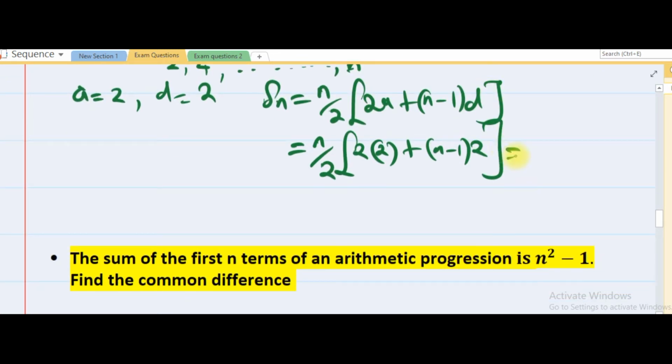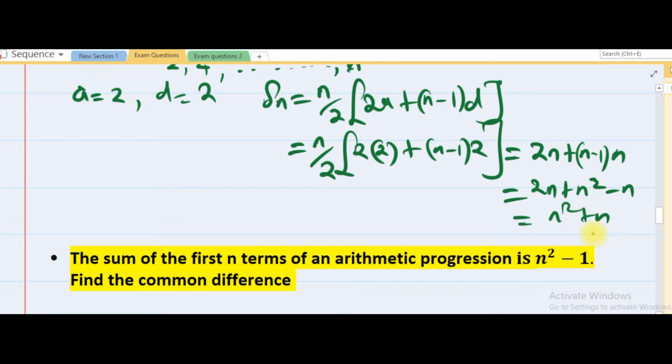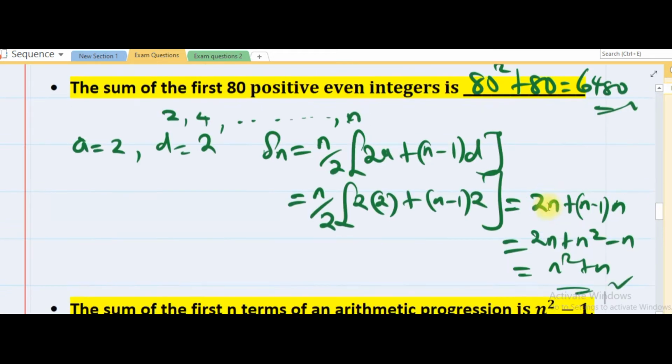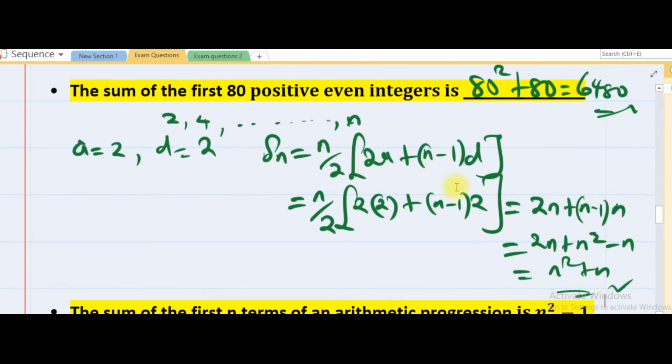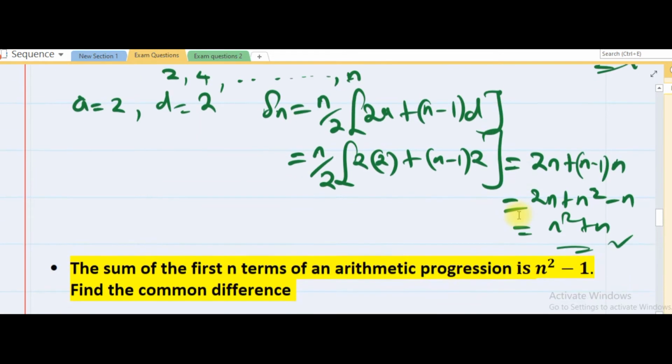So if you open up, this times this is 2n, and this times this is n minus 1 times n. So if you open up, this is 2n plus n squared minus n. So my answer is n squared plus n. Do you see it? Our n in this question is 80, so the sum of the first 80 positive even integers is 80 squared plus 80. So you don't need to waste time.